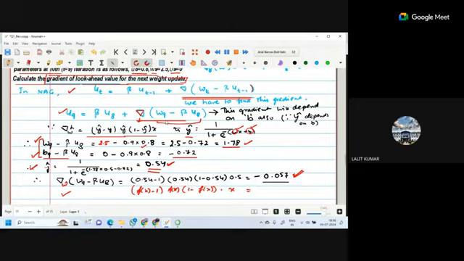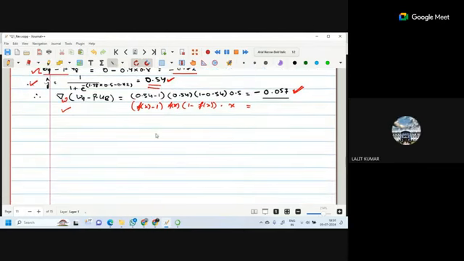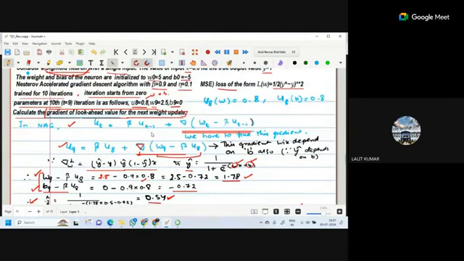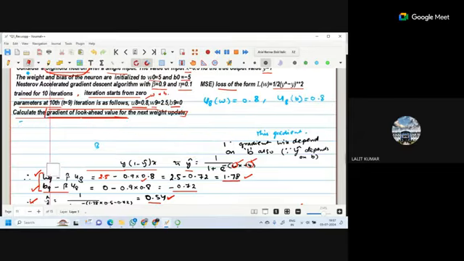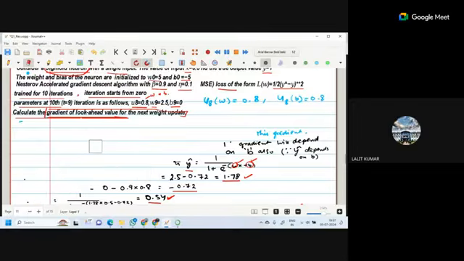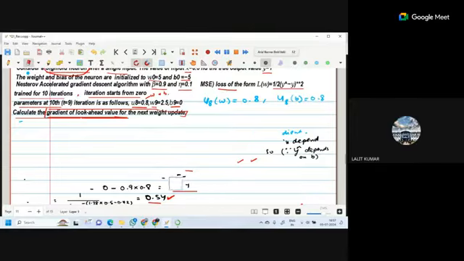any doubt, anyone in this? Sir, the formula for updated weight is w_t minus eta times gradient of w_t, right? So here, in the question, they are not asking for the update. They are asking for the gradient of the look ahead value for the next iteration. Okay, so I will cover it again here. The concept is slightly tricky, so for the benefit of all, I will cover it again.